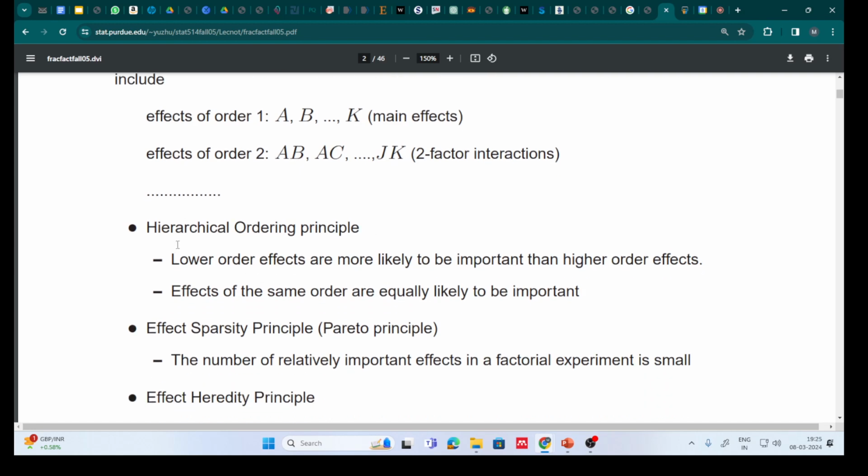So it will become the hierarchical order principle we saw. Lower order effects are more likely to be important than higher order effects. You know what they are trying to say: if we have a very large number of factors, the lower order effects are going to give more impact than the higher order effects. Let's say I have 4 variables. Any doubt?